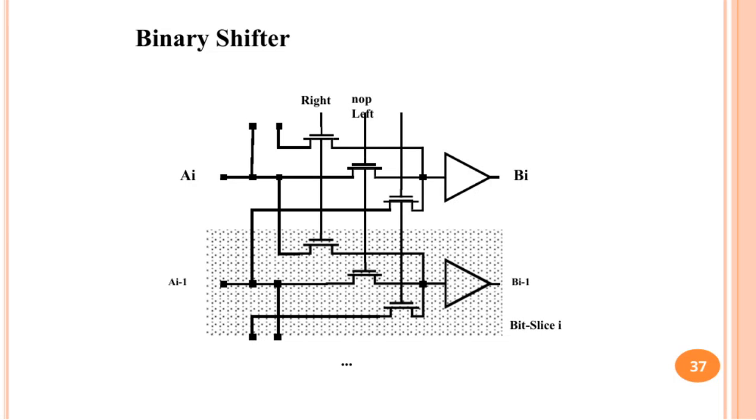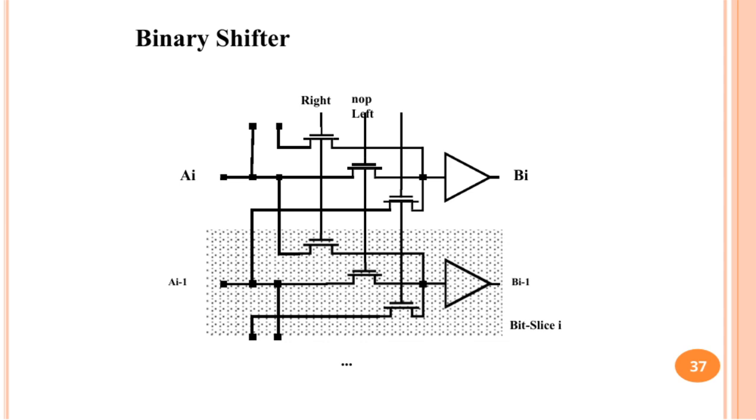Here, we're looking at the concept of a binary shifter, which plays a critical role in manipulating binary data. Notice the bits labeled AI and AI1, as well as BY and BY1, representing the current and previous bits in the sequence. The shifter can move these bits to the right or to the left, as indicated by the arrows.